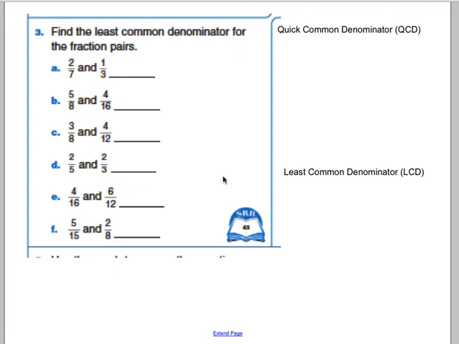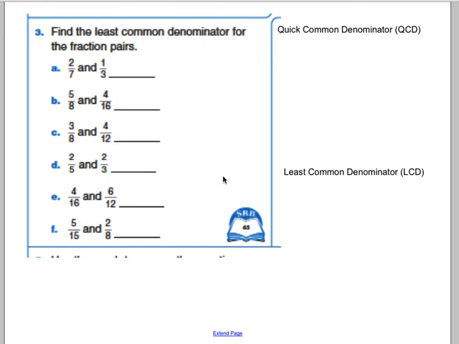Let's talk about finding common denominators. You need to be able to rewrite fraction pairs with common denominators. You need this if you're working on ordering fractions so that you can tell which ones are least, which ones are greater. And you need it to be able to add and subtract fractions because before you can add or subtract, you have to have common denominators.